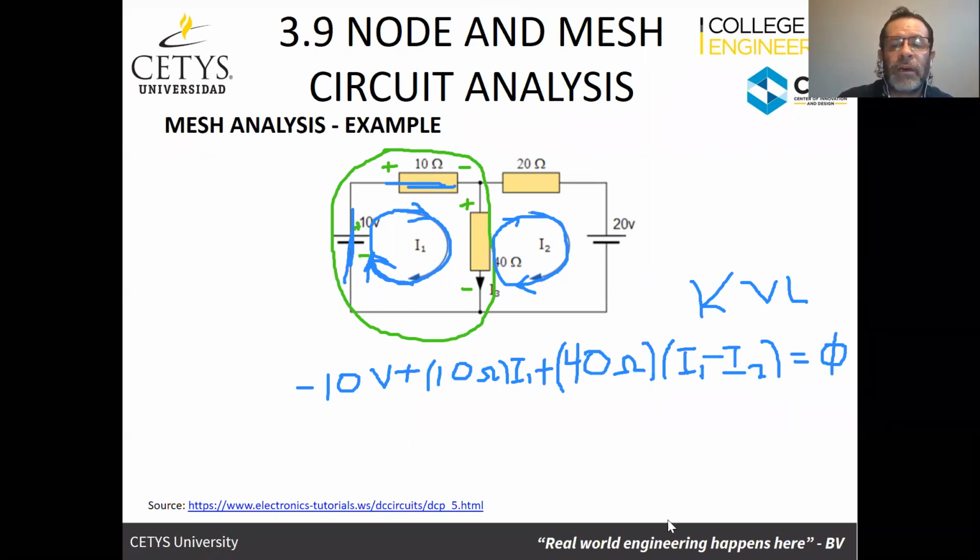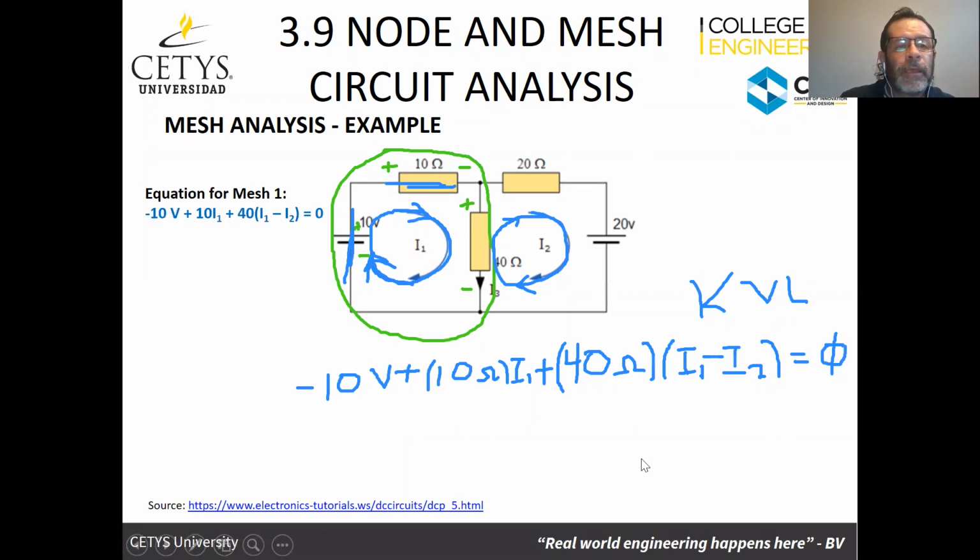Now, what I just did, I've got it over here. So for mesh 1, we've established this expression here, which is the one I just obtained. And I'm going to simplify it. I'm just going to multiply: 10 I1 plus 40 I1 is 50 I1. 40 minus I2 is minus, oh, I'm missing a 0 there. Give me a moment. Let me correct that.